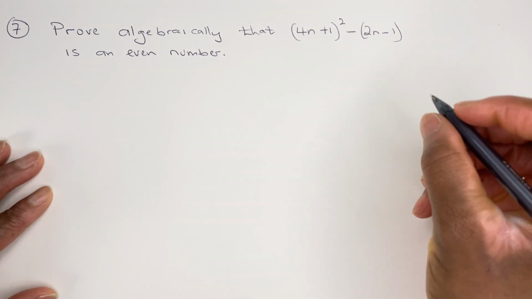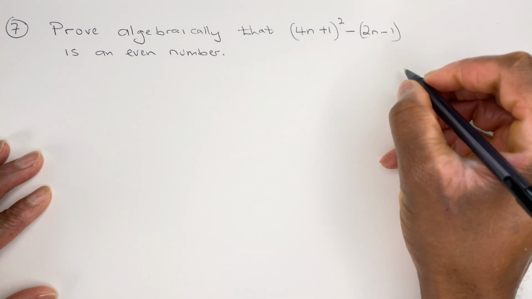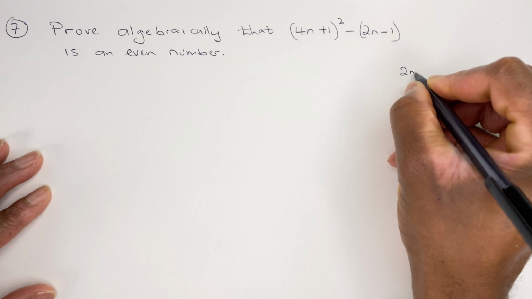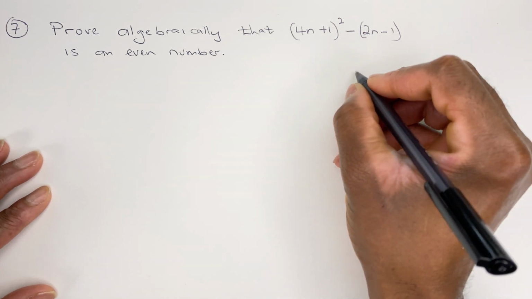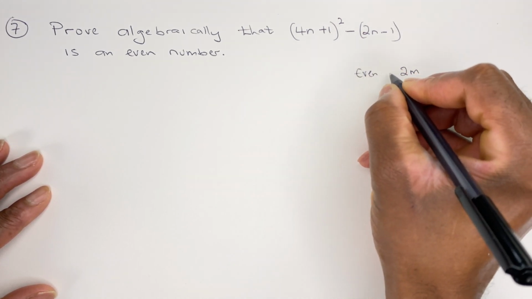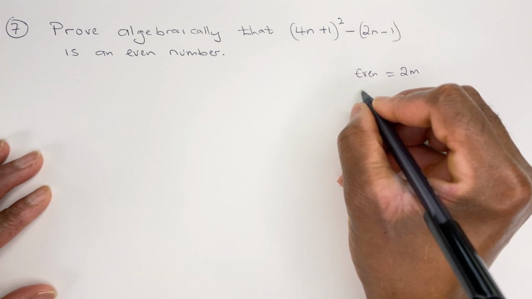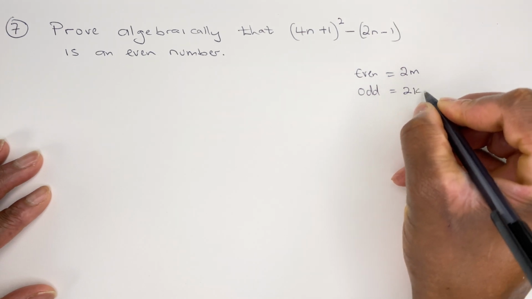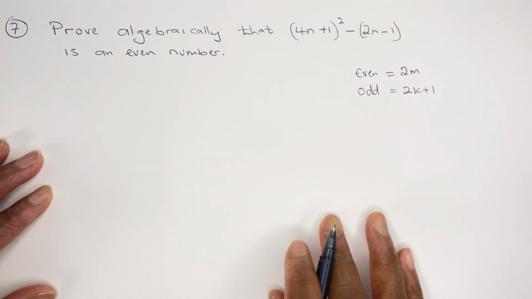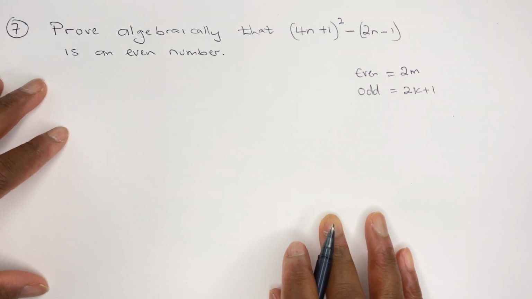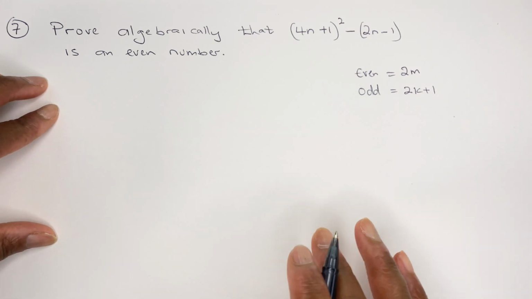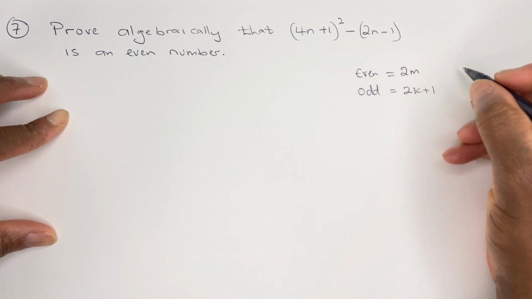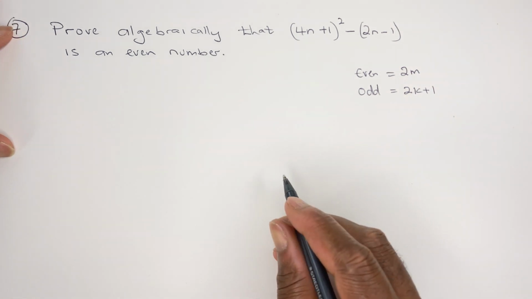Well, we know first of all the definition of an even number. So an even number will be, let's say, 2m. So an even number equals 2m, and obviously an odd number would be 2k plus 1. So that's how we define an even number. The next thing we need to do, remember the letter can be any letter. It doesn't have to be m or k.